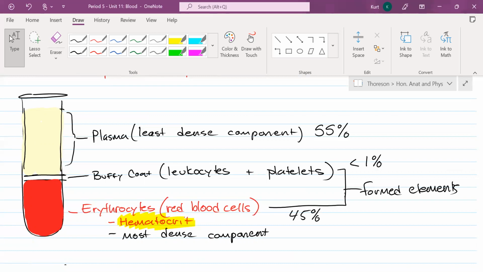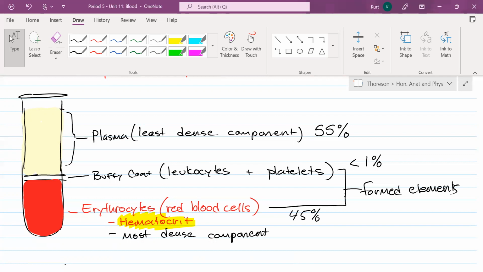Just below that, you have the buffy coat, which is going to be leukocytes, your white blood cells, and platelets, which help clot. That's going to be typically less than 1% of your blood. And then the final approximate 45% will be erythrocytes, which is the red blood cells. This component of your blood, which is all the erythrocytes, is known as hematocrit. And this is the most dense component, which is why it's on the bottom.